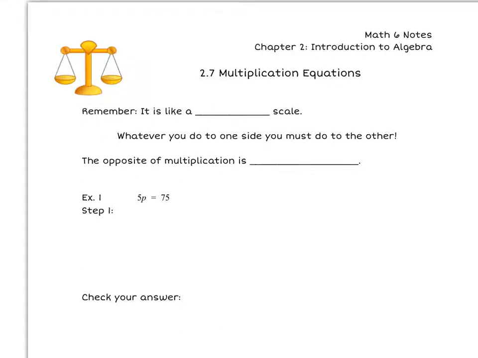2.7 multiplication equations. Very, very similar to what we were previously doing with addition and subtraction equations. The only difference is now it's going to be multiplication. And what's the opposite of multiplication? Division. So multiplication and division.